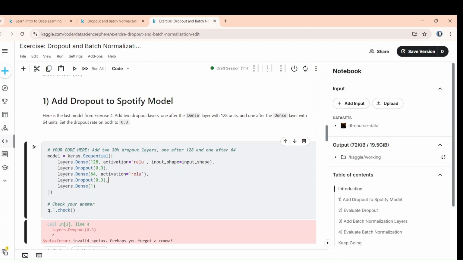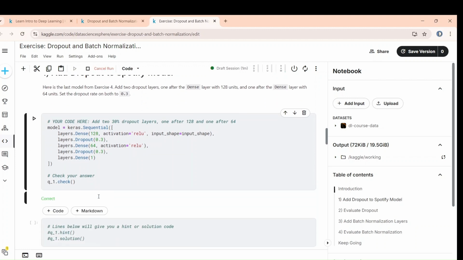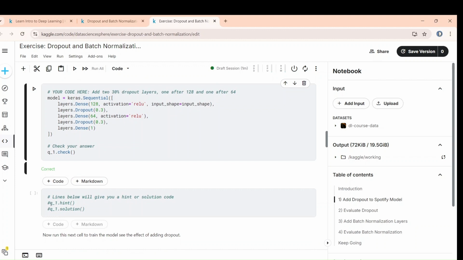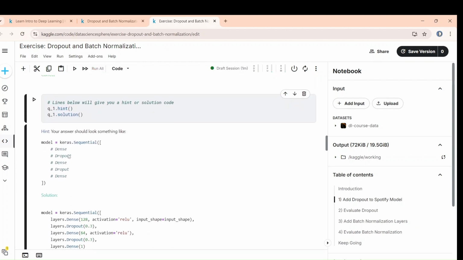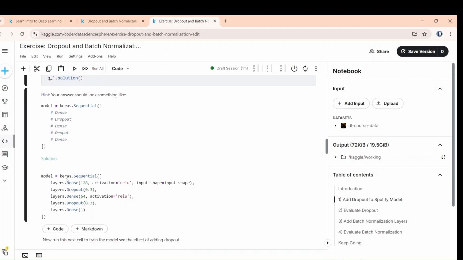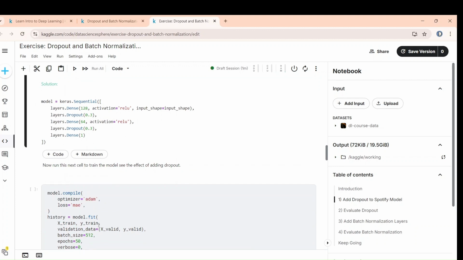Comma, comma. Now let's run this. Okay, just run it once. If you want, you can first take the hint. You don't need to go. Dense, dropout, dense, dropout, dense. Exactly. Okay. Now run this next cell to train the model.